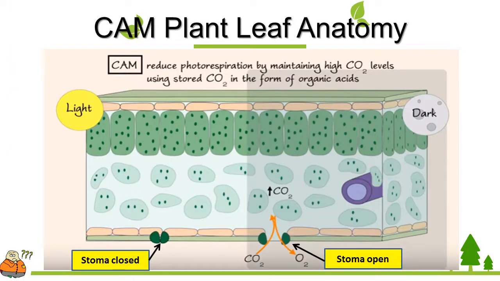How can the CAM plant leaf reduce photorespiration using stored carbon dioxide in the form of organic acids? Notice that the CAM plant has no structural rearrangement in its leaf, and has a structure similar to the C3 plant leaf. The CAM plant closes the stomata in the presence of light and opens the stomata in the absence of light. So when the stomata are open at night, carbon dioxide diffuses in and oxygen diffuses out. This results in a higher concentration of carbon dioxide within the mesophyll cell of the plant leaf at night.